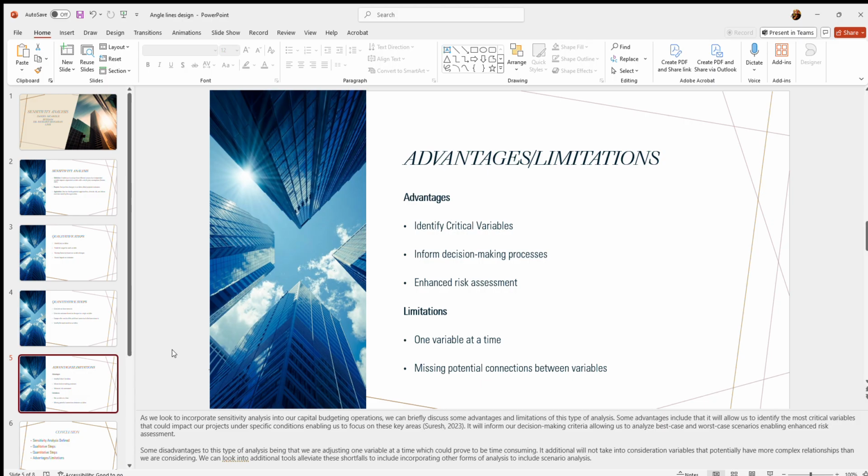However, some disadvantages to this type of analysis are that we are adjusting one variable at a time, which could prove to be time-consuming. Additionally, we'll not take into consideration variables that potentially have more complex relationships than we are considering. We can look into additional tools to alleviate these types of shortfalls, to include incorporating other forms of analysis, to include scenario analysis.